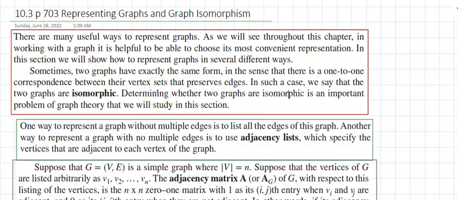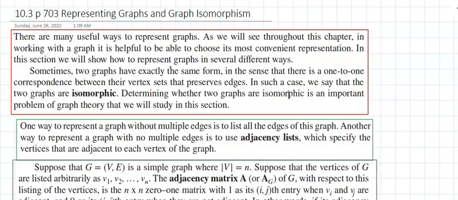Section 10.3 is on page 703, talks about representing graphs and graph isomorphism. Well, isomorphic graphs are very important in programming and applications. This is straight cut from the book. There are many useful ways to represent graphs, as we will see throughout this chapter. In working with a graph, it is helpful to be able to choose its most convenient representation.